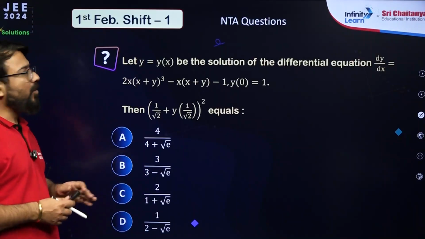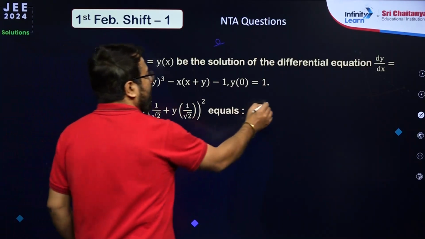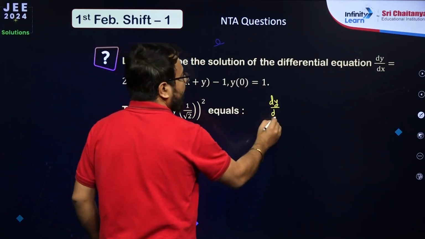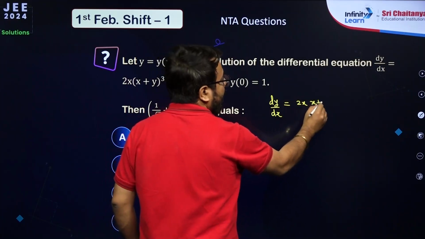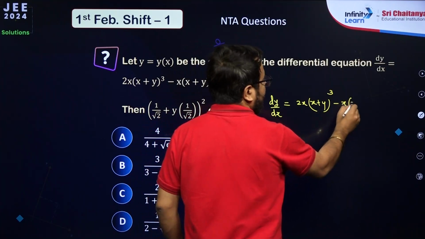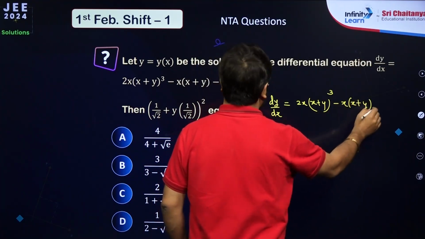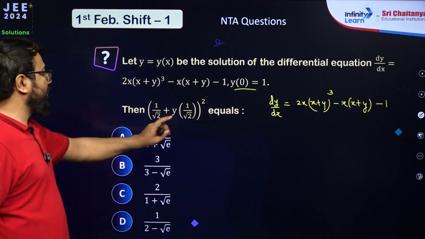Moving ahead to the next problem: y is equal to y of x, the solution of this differential equation. I can see this differential equation dy by dx is equal to 2x times (x plus y) whole cube, here it is minus x times (x plus y), here it is minus 1. y of 0 is 1 being given. We want to get the value of this expression.